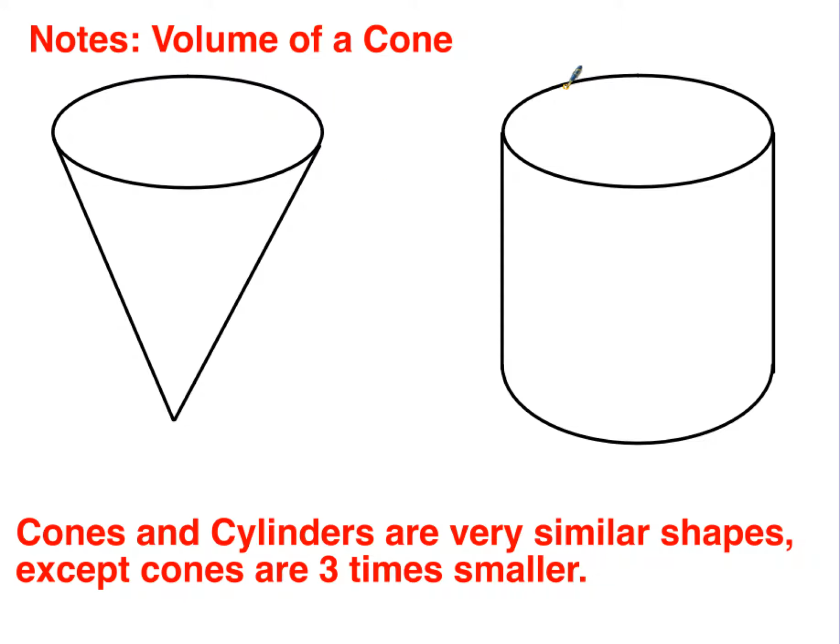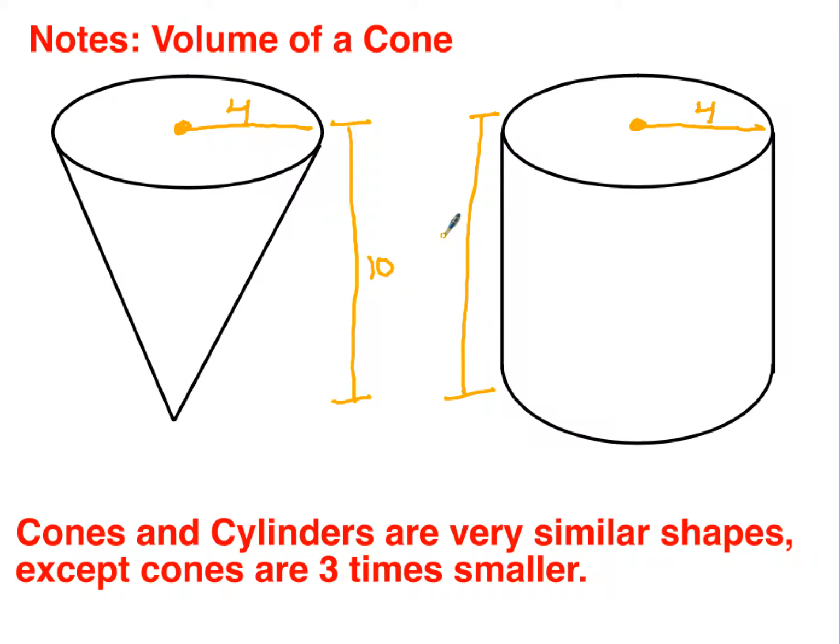The only difference between a cone and a cylinder is cones are 3 times smaller than cylinders. What I mean by that is if I had a cone that had the exact same size circular base, let's say this one had a radius of 4 and the cylinder had a radius of 4, and they both also had the exact same height. So the height of this cone, let's just say, was 10, and the height of this cylinder was also 10. So they have the same radius, same height.